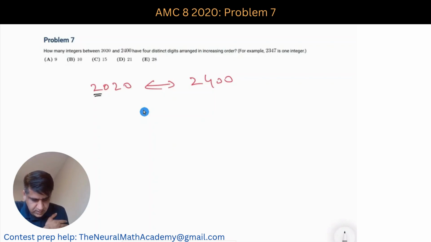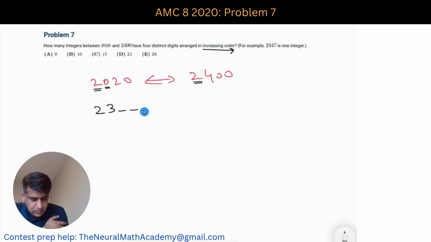The first digit must stay as it is. We cannot change it, since the first digit in the higher range is also the same. The second should be 3 in order to fulfill this condition in the increasing order, and it cannot be 4, because then we will be out of this range that is given. So now we have to find out how many combinations are possible for the last two digits. So we have 2 here already, and this number is 3.